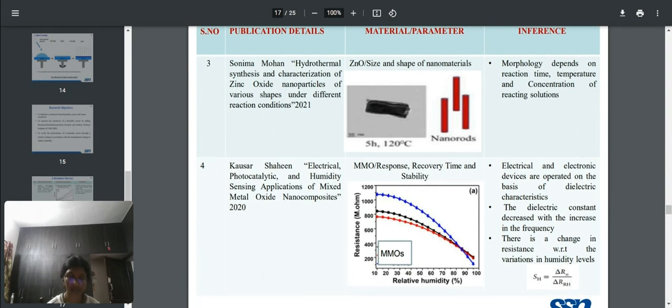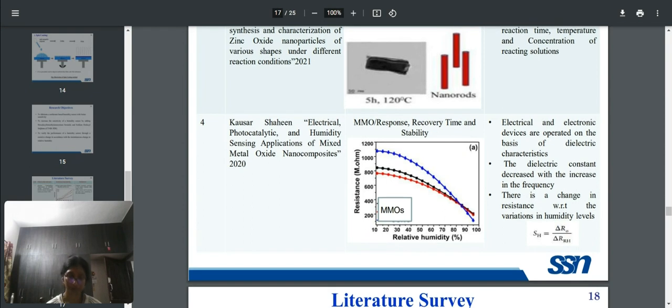Hydrothermal synthesis and characterization of ZnO particles of various shapes under different reaction conditions. Here they have studied in detail how the hydrothermal process works and the final product that is formed in that process. The morphology largely depends upon the temperature of the autoclave, the time for which the autoclave is operated, and the concentration at which the solution is kept.